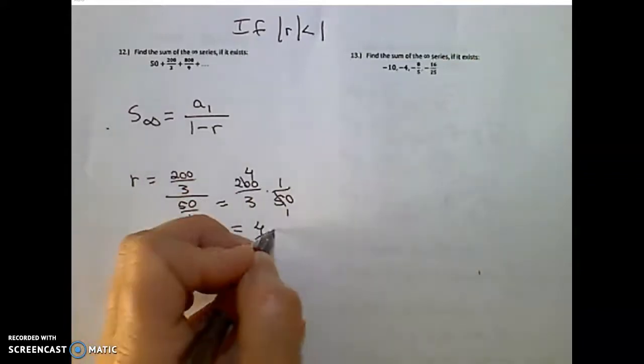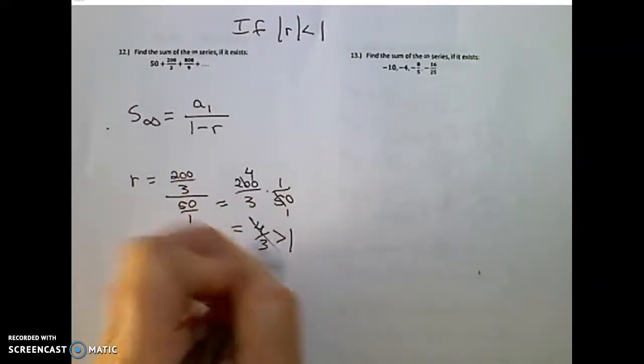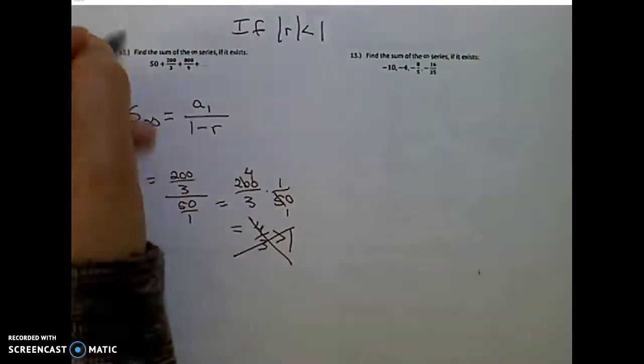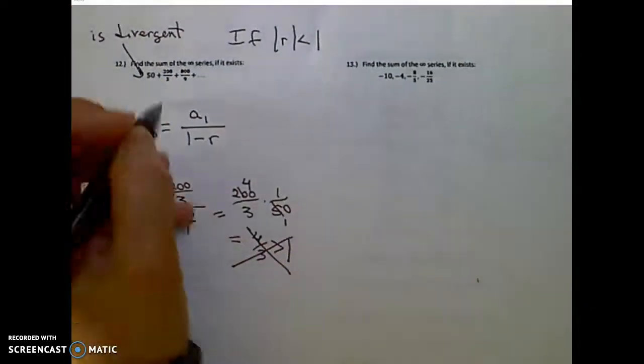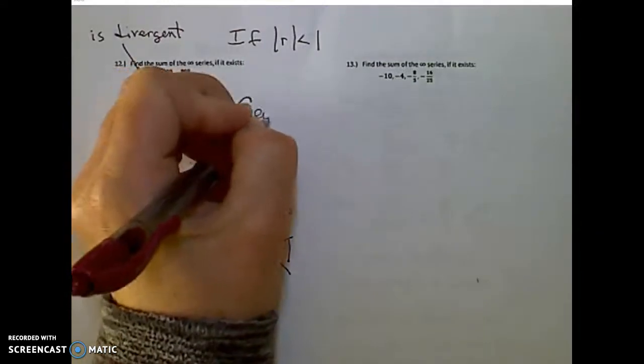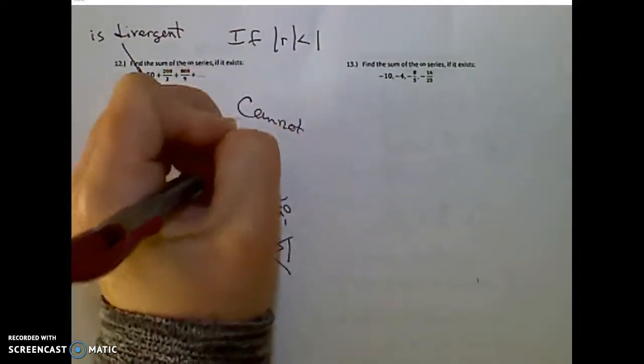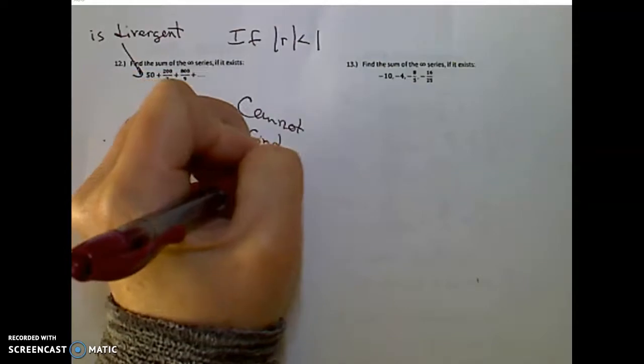In this case, 4/3 is bigger than 1. We say that this series is divergent. If that series is divergent, then there is no sum. We cannot find the sum. It's just going to keep growing and growing and growing forever, and the sum will keep growing and growing and growing to infinity. It's a divergent series.